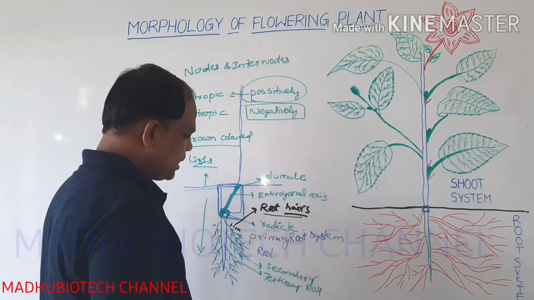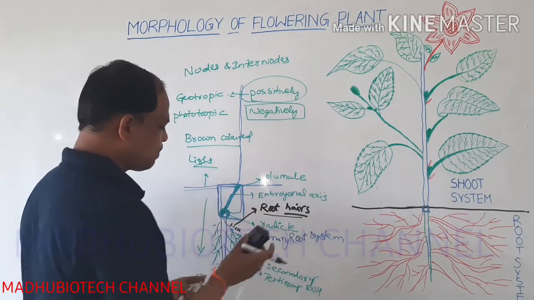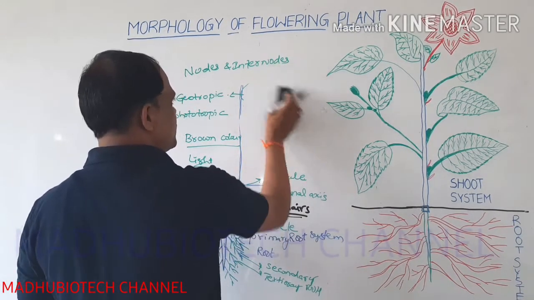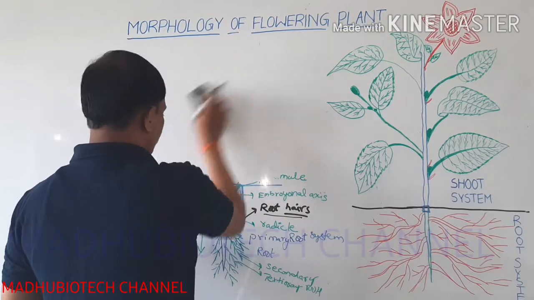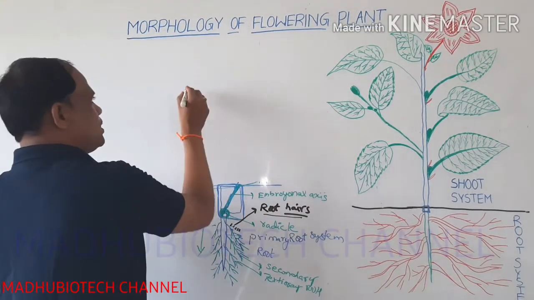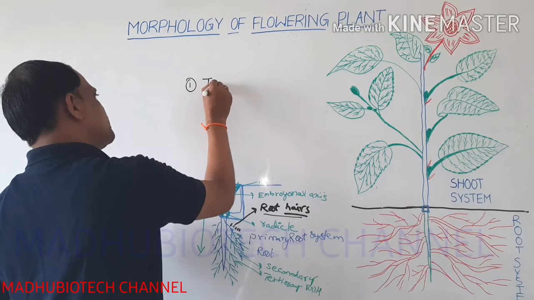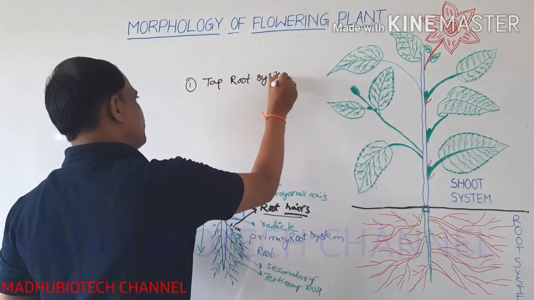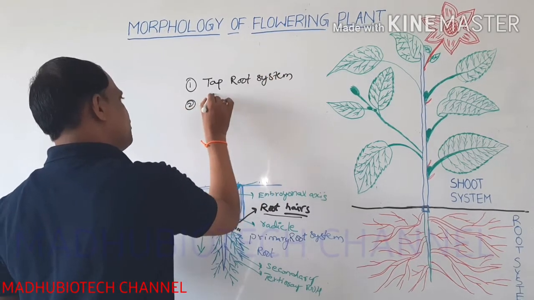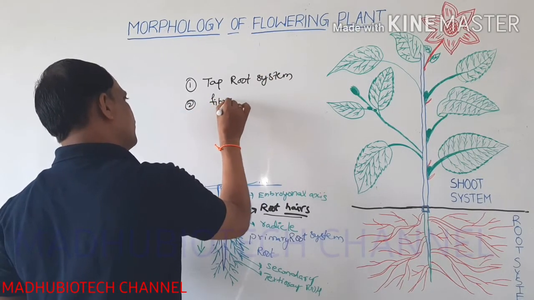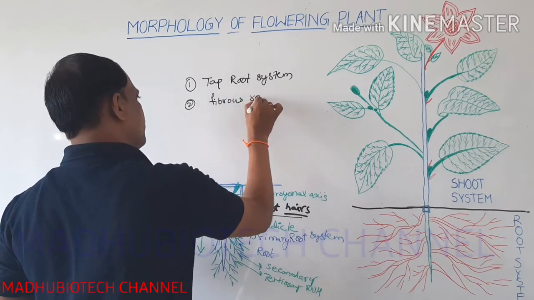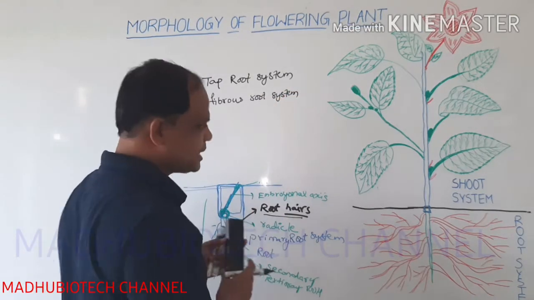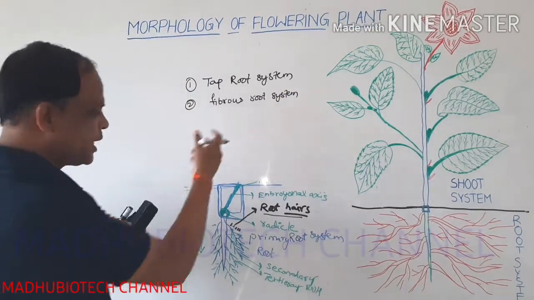Mainly there are two types of root systems present. The first one is the taproot system, and the second one is the fibrous root system. One more root system is also present, that is the adventitious root system. Can I explain this one?